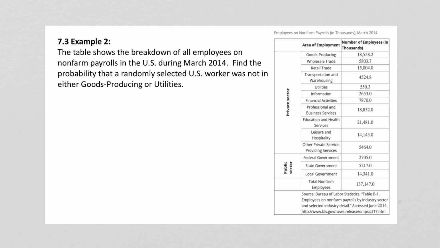And example 2 says the table shows the breakdown of all employees on non-farm payrolls in the United States during March of 2014. Find the probability that a randomly selected U.S. worker was not in either goods producing or in utilities. So we're looking at goods producing and utilities, and we want to see what's the probability that they're not. Now we do have the total down here, so that's nice.